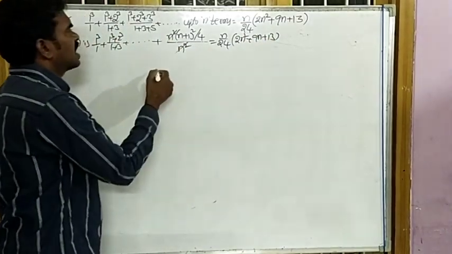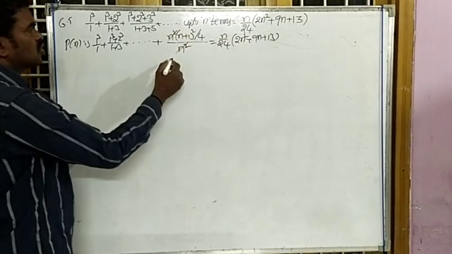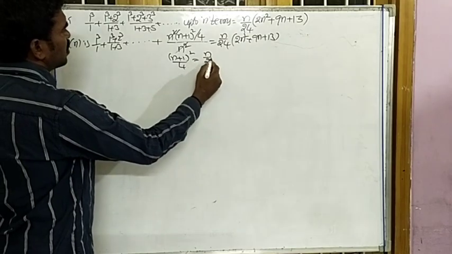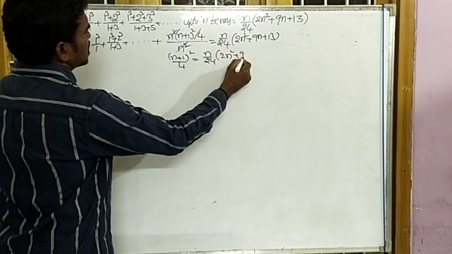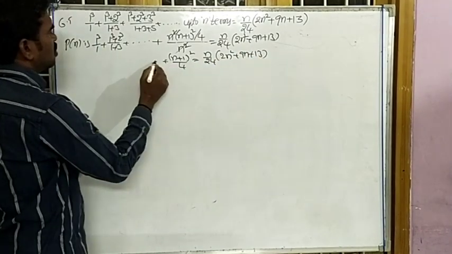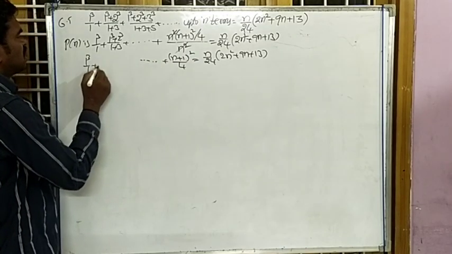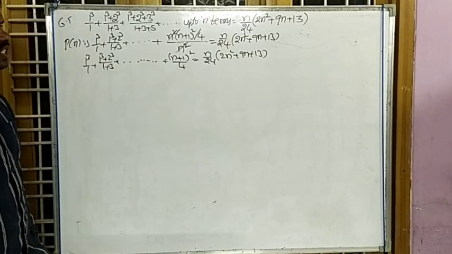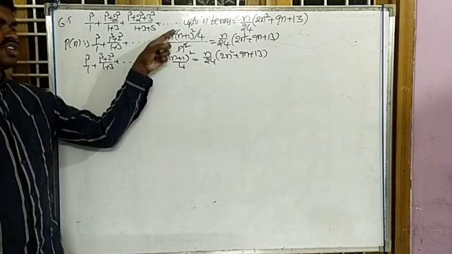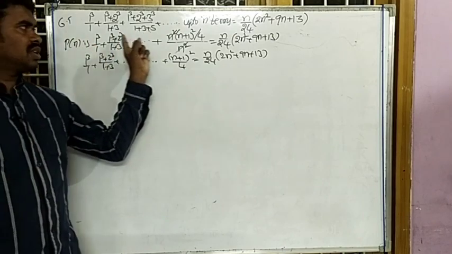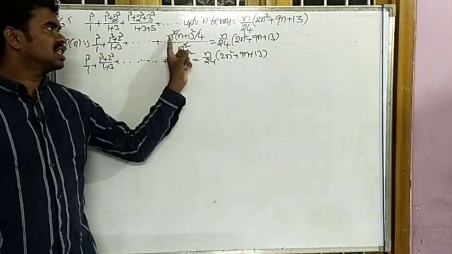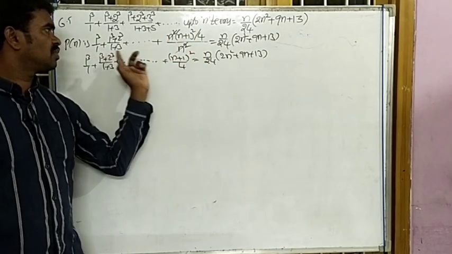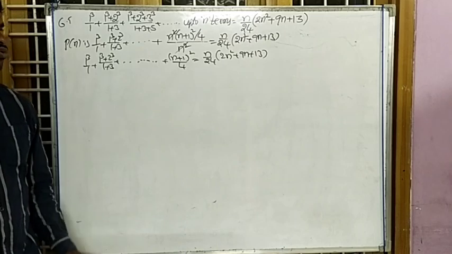See, n square cancels. The remaining is n plus 1 whole square by 4, which is equal to n by 24 into 2n square plus 9n plus 13, and so on up to 1 cube by 1 plus 1 cube plus 2 cube by 1 plus 3 plus so on. This is the original statement. Two formulas we should remember here. One is the sum of the cubes of the first n natural numbers, n square into n plus 1 whole square by 4, and the other is the sum of the odd numbers formula, n square. Two formulas we should remember.